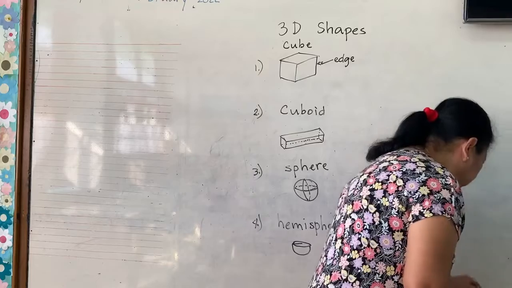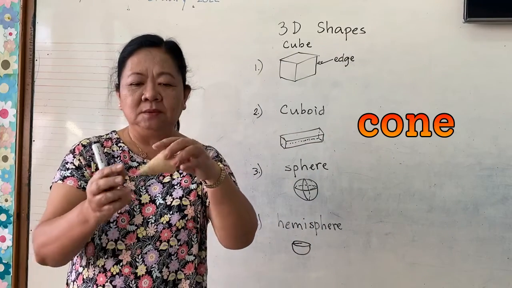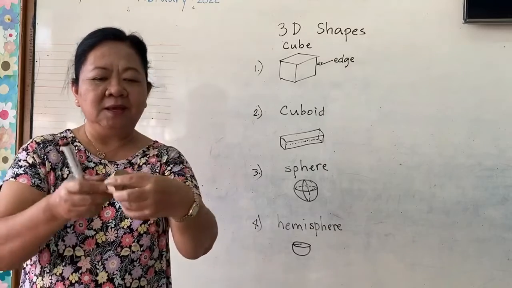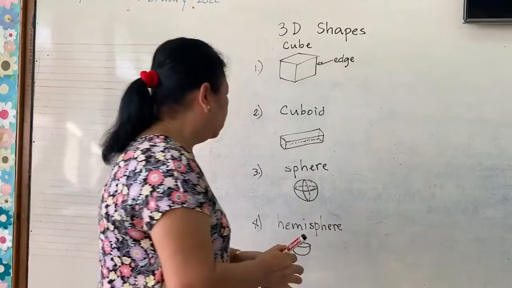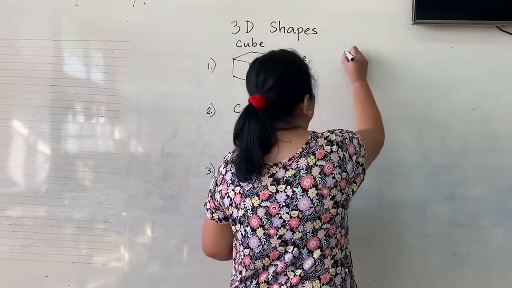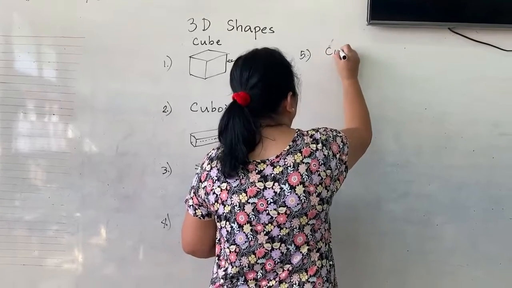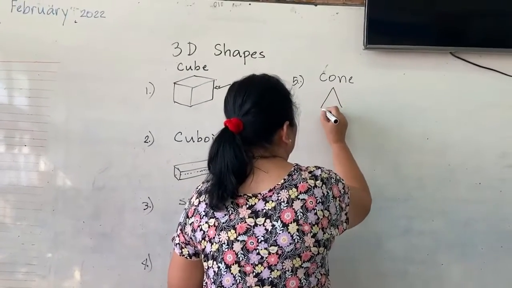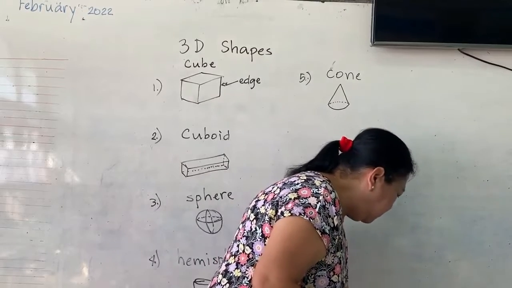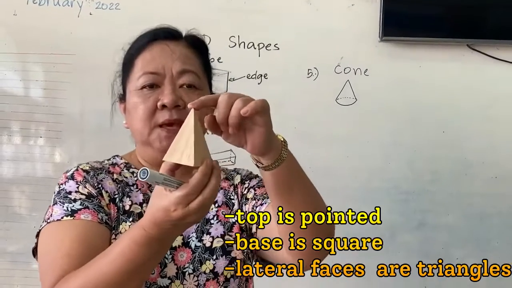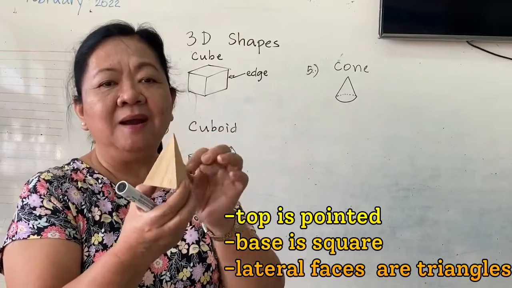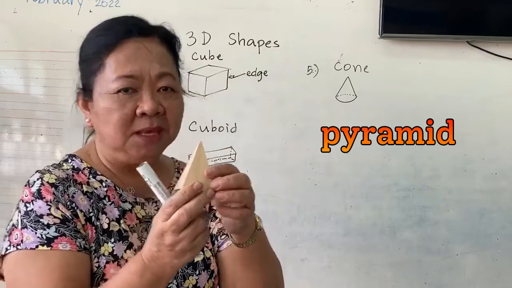Then next, we have the so-called cone. It is like an ice cream cone if we do it this way, and the base is a circle. We have another one. The top is pointed, the base is a square, and the lateral faces are triangles. We call this a pyramid.